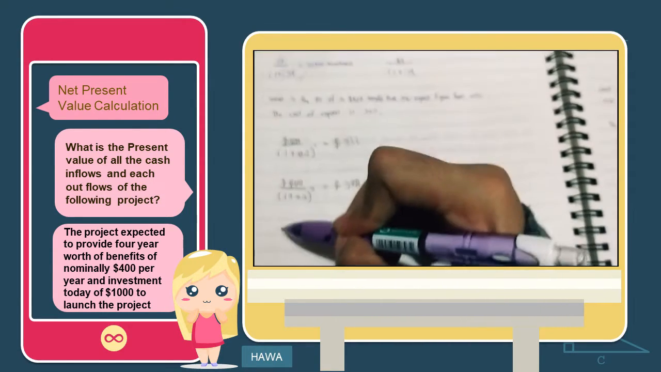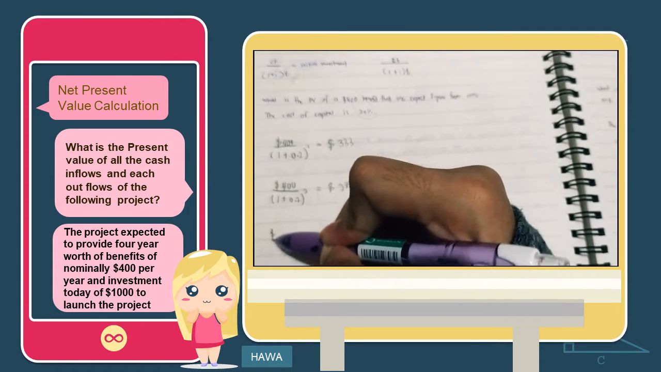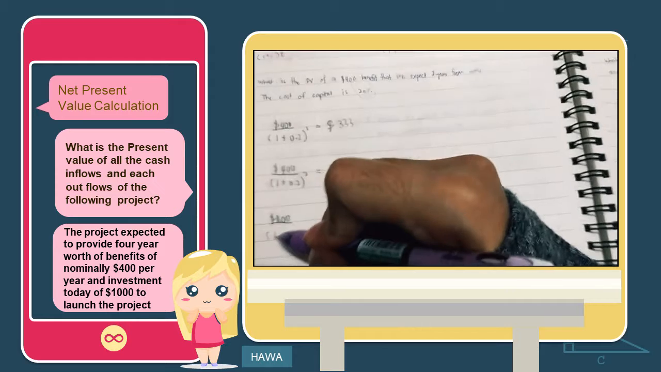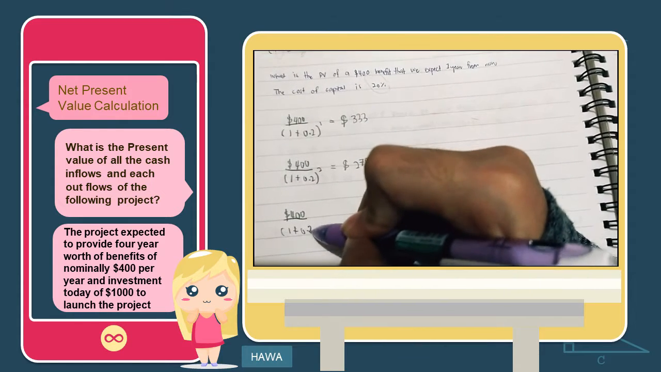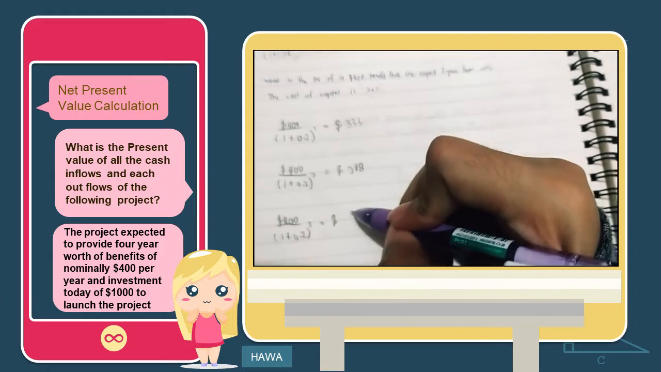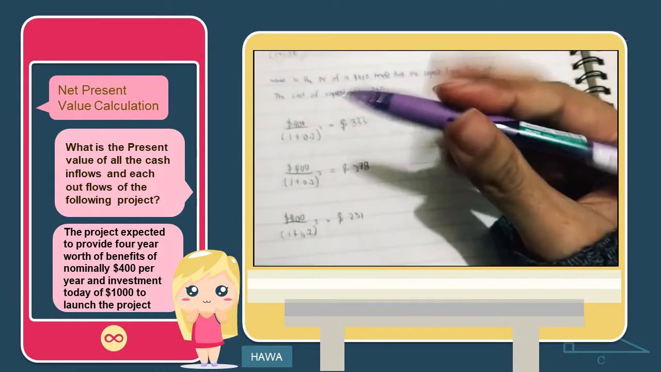Okay, next, what is the present value of a $400 benefit that we expect 3 years from now? First we use $400 divided by 1 plus 0.2 to the power of 3. Okay, we get $231.